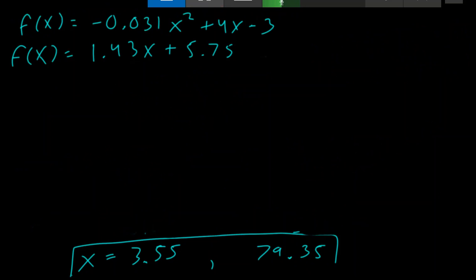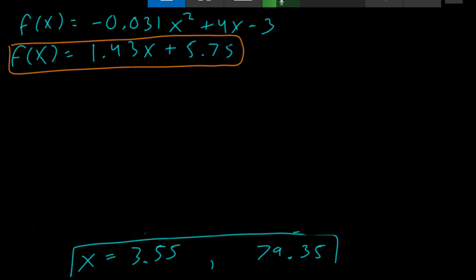Okay, now notice here was our original system. f of x equals negative 0.031x squared plus 4x minus 3, and f of x is equal to 1.43x plus 5.75. Now notice we have our x values and we now need to plug them in. So what I would encourage you to do is always pick the easier one, or in my opinion, the linear function, and we'll simply write this twice.